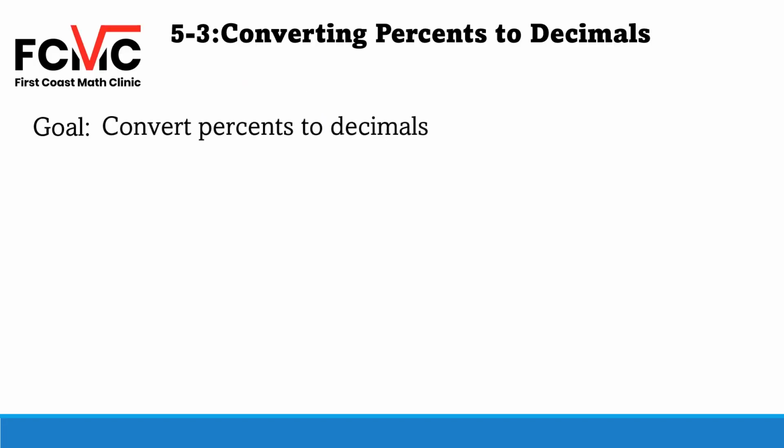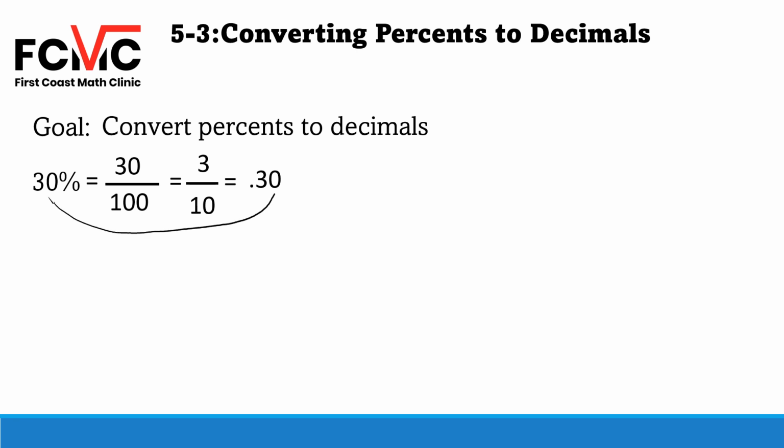So the goal in this video is to convert percents to decimals, and at the end of this video, we're going to do a little bit of decimals to percents as well. So let's say our percent is 30%. Well, we know that any percent is a value out of 100, so 30% is just 30 out of 100. So that simplifies to 3 out of 10, which is the decimal 0.3, right? So how do we get from here, 30%, all the way to here?